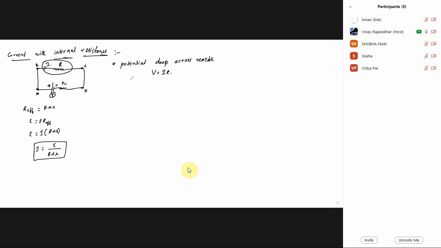Now please remember, from the above diagram and above equation, I is equal to E by capital R plus small r. If you multiply, I into capital R plus I into small r is equal to E. So I into capital R can be taken as V. So V plus I into small r is equal to E. Then V is equal to E minus I into small r.